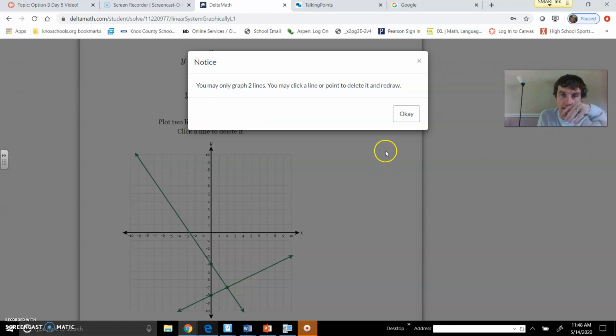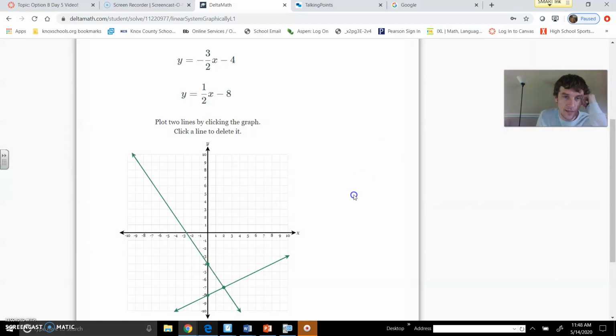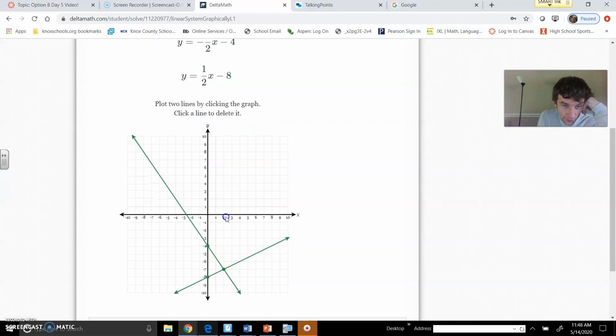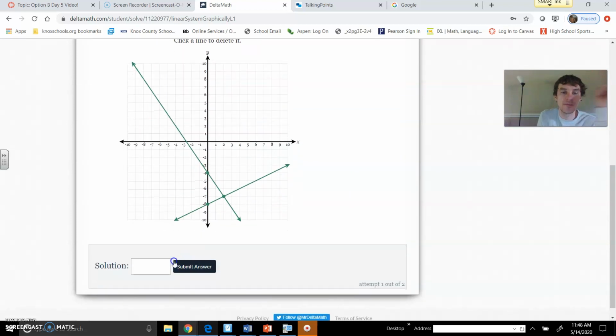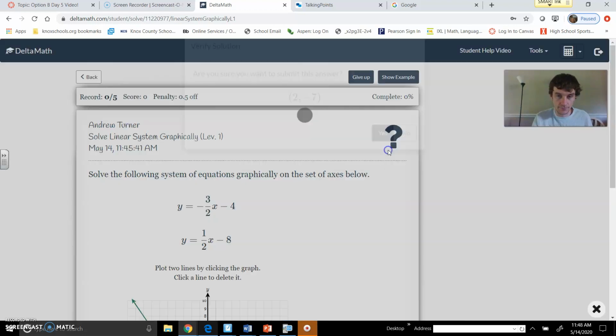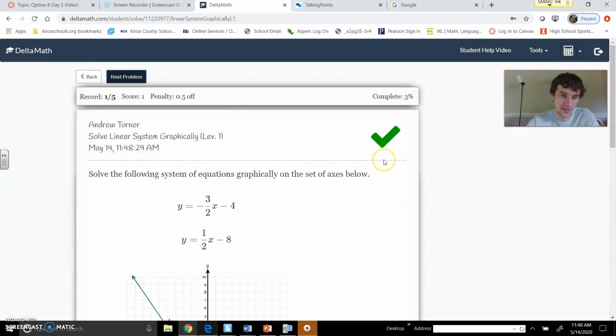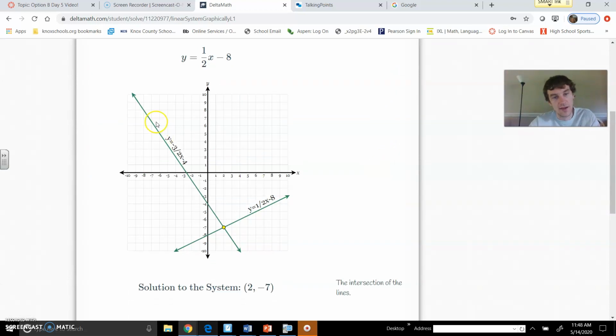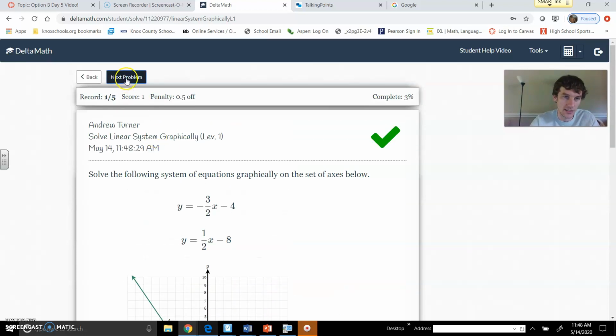It says you may only graph two lines, so I must have accidentally clicked it twice. But I'm looking for that point right there, 2, -7. That is the solution to the system. They're probably asking for it here, most likely as an ordered pair. So I'm going to do a parenthesis. Let's do 2, -7, and let's see what it likes as my answer. It likes it. Okay, I've graphed it correctly. There's my -3/2 x minus 4. Here's my 1/2 x minus 8, and the point where they intersect created my solution.